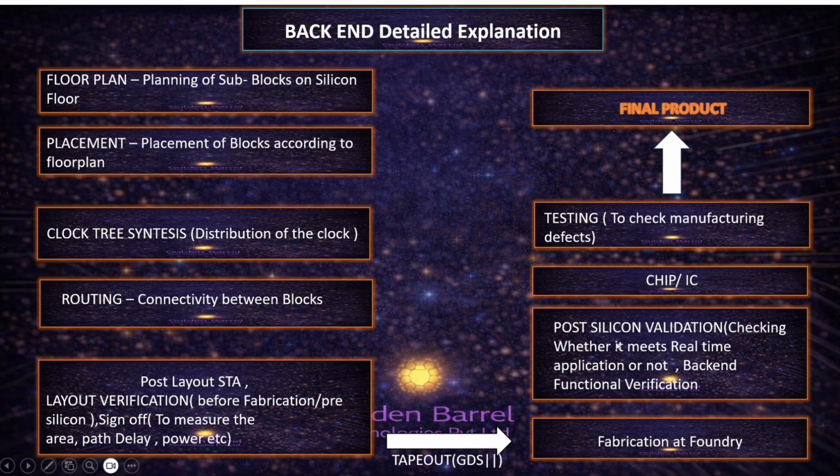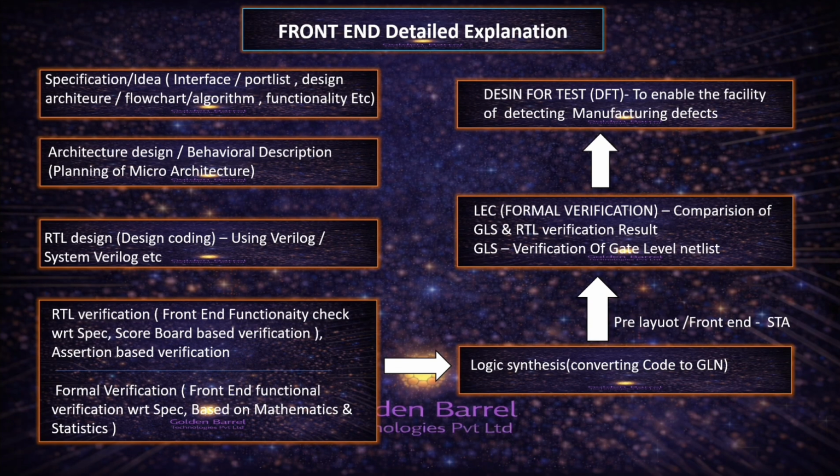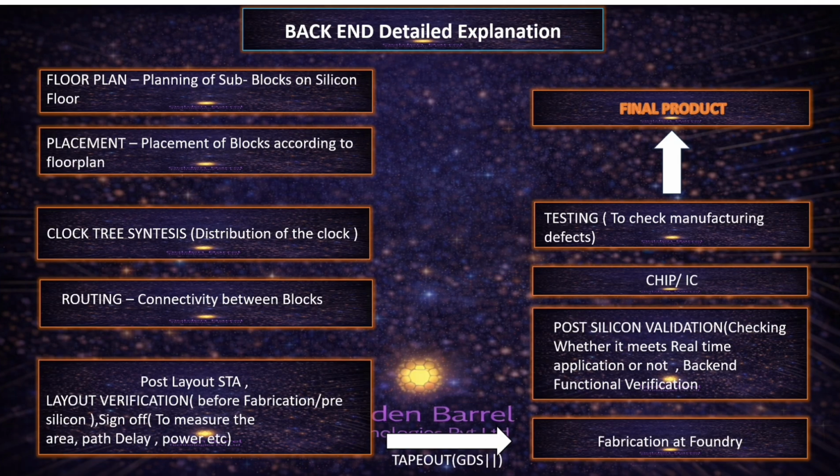See here, this post-silicon validation or verification happens after manufacturing, after fabrication. If you detect any functional bug after manufacturing, what will you do? There is no use. That's why front-end functional verification is very important, and that's why it has more demand.